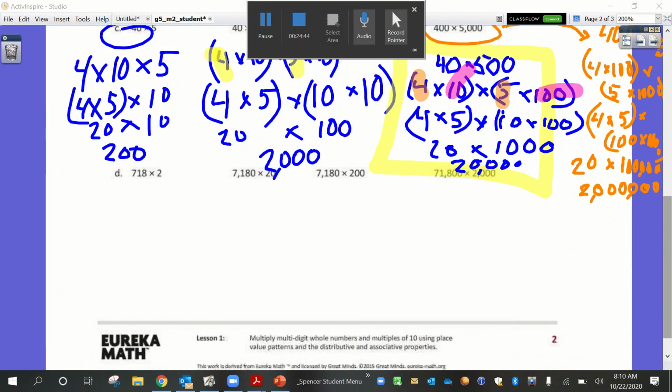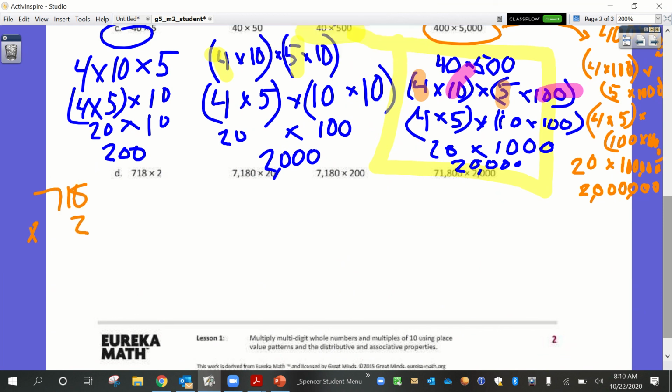All right, go ahead and either use the unit form or the commutative property to help you solve the next. Let me just help you with the first problem, 718 times 2. Can't really do that in your head, so go ahead and stack and multiply. 8 ones times 2 is 16. 2 times 1 ten is 2 tens plus 1 more is 3. 2 times 700s is 1400s. So we know that 718 times 2 is 1,436.